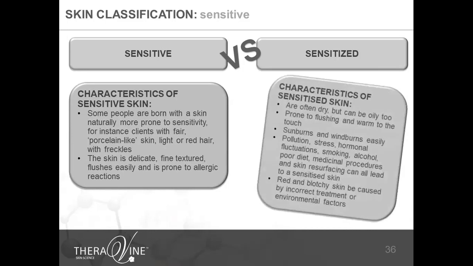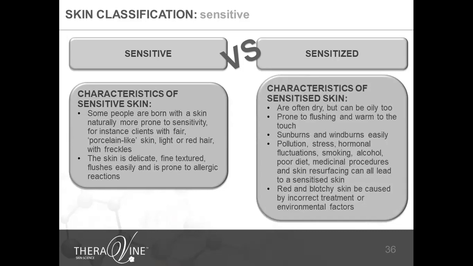A sensitized skin can literally be any skin. So it's a lot of times in a dry skin, but it can also be oily. They're usually prone to flushing and the skin feels warm to the touch. They sunburn and windburn easily. Pollution, stress, hormonal fluctuations, smoking, alcohol, poor diet, medicinal procedures, and skin resurfacing can all lead to a sensitized skin. The skin is usually red and blotchy and can also be caused by incorrect treatment or environmental factors.